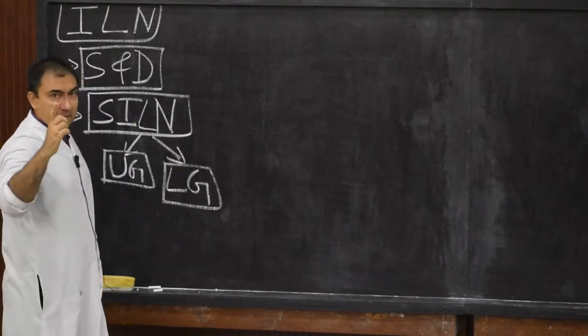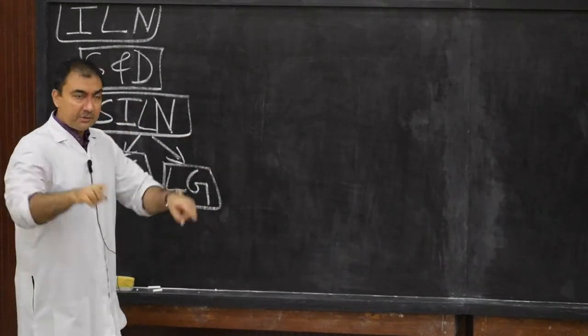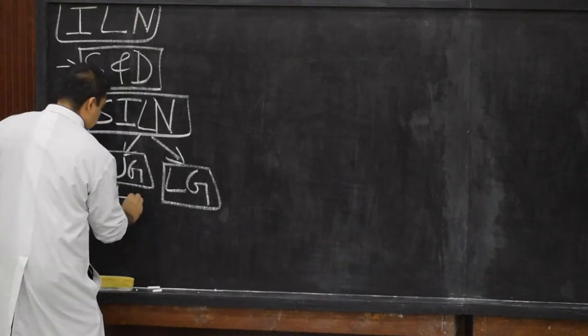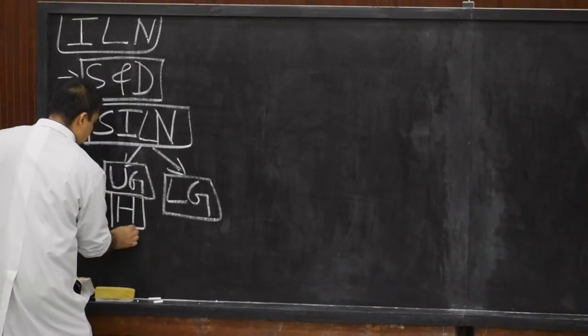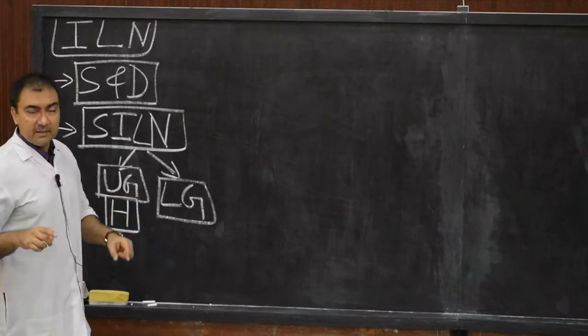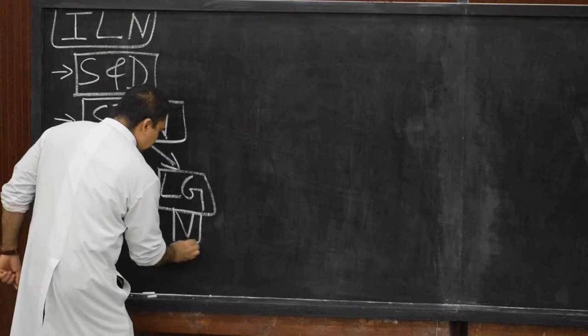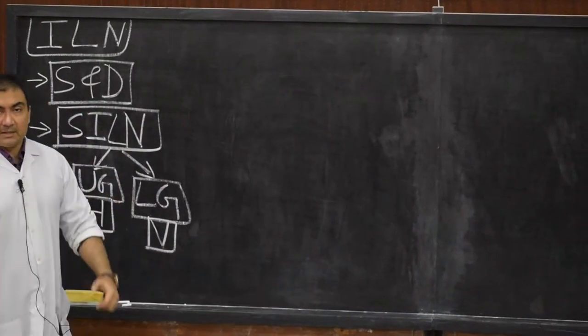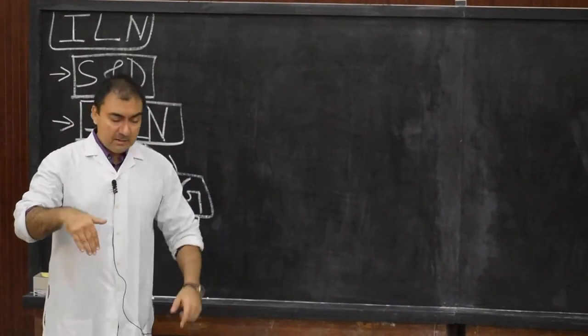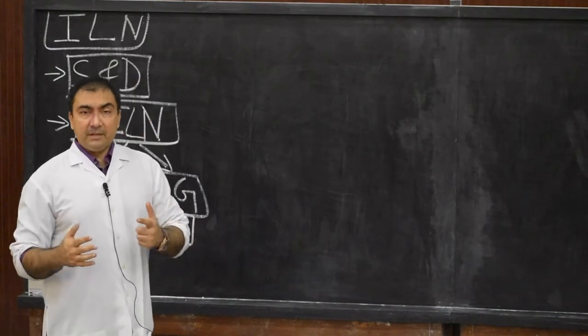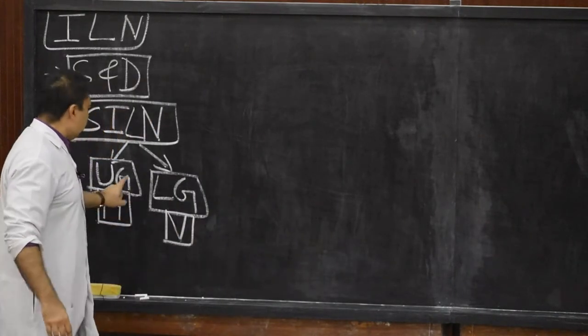Upper group is also known as the horizontal part. So it is a horizontal group, and they are arranged in a horizontal manner. Lower group is arranged in a vertical manner, so it is also known as the vertical part. Very clear? Now we come to each of the groups.